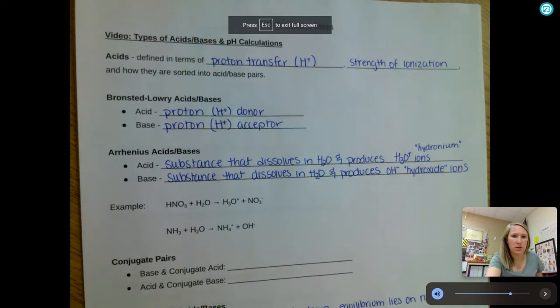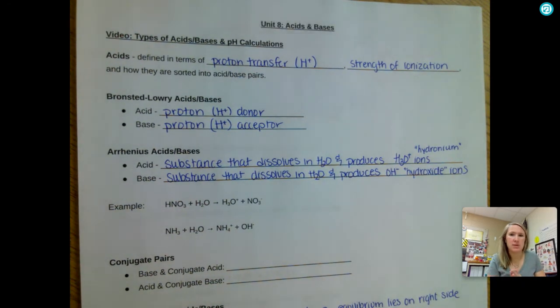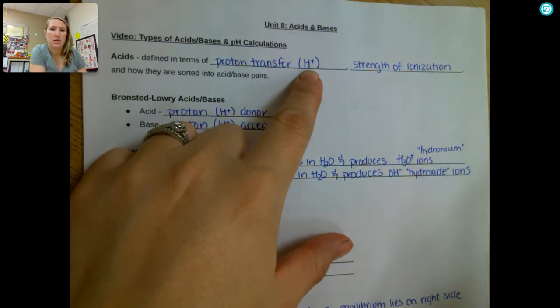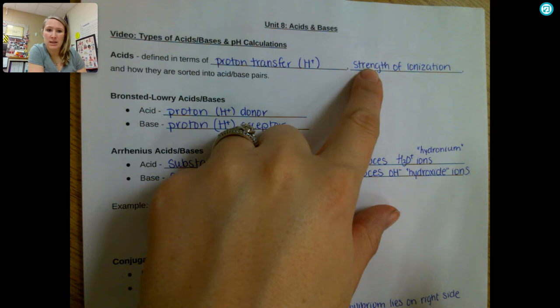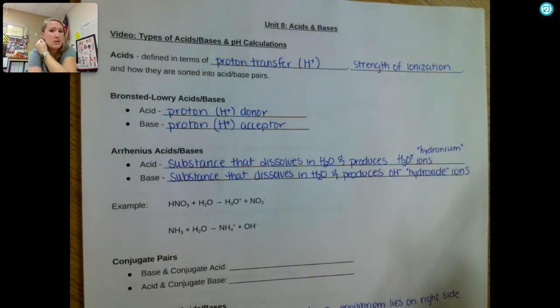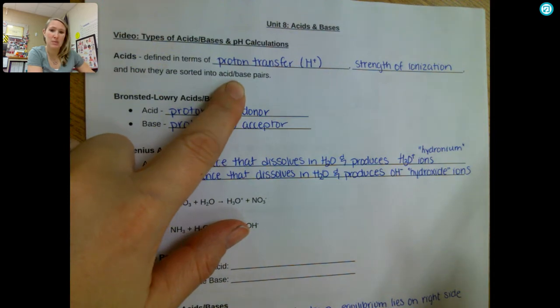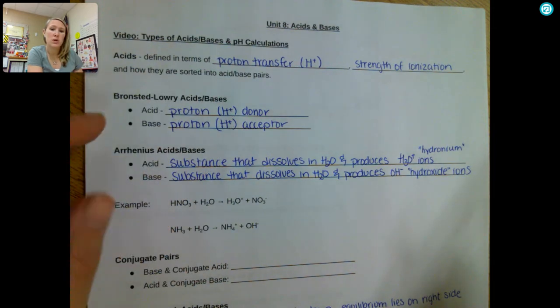Hey AP, in this video we are going to learn about types of acids and bases and pH calculations. So acids are defined in terms of their proton transfer, and a proton is just a hydrogen ion. They're defined in terms of their strength of ionization, so how much can they ionize versus not ionize. And then we also can sort them into acid-base pairs. So then there's two other types of definitions for acids and bases.